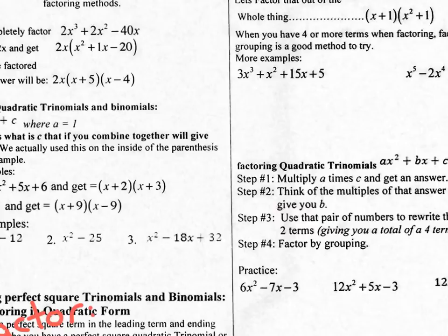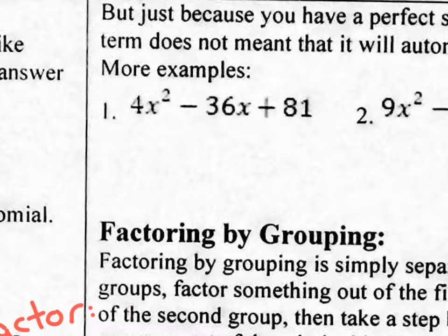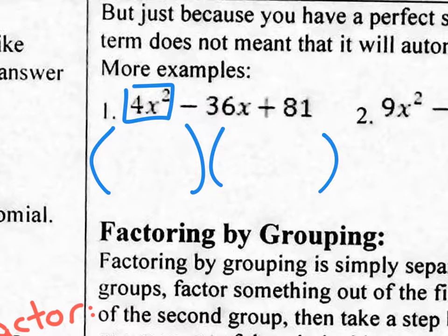Let's go back to these examples up here. It says you have to verify because it doesn't always work. Just because you have a perfect square number here and a perfect square number there, it doesn't mean it's going to work. Let's try it out here. 4x squared, if you take the square root of that, it's going to be 2x. So I know that's going to be involved in our answer. And if you do the square root of 81, that's 9. And once again, 2x and 9.